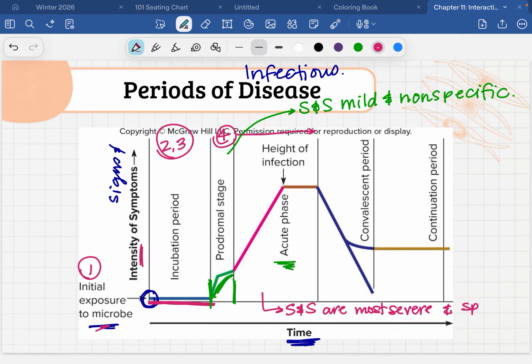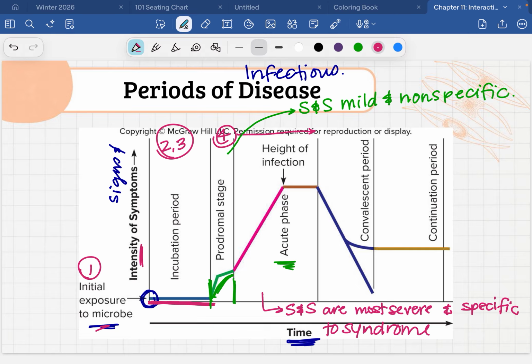And specific to the syndrome. So whatever syndrome you have. If you have the flu, this is when your symptoms will start to pop up, where you have a really high fever. You have the typical body aches associated with the flu. You're really tired. You have a cough associated with the flu, right? All of these signs and symptoms point to a specific syndrome.